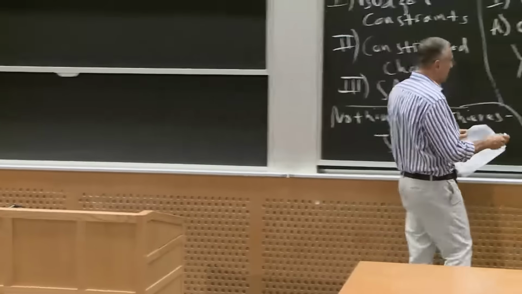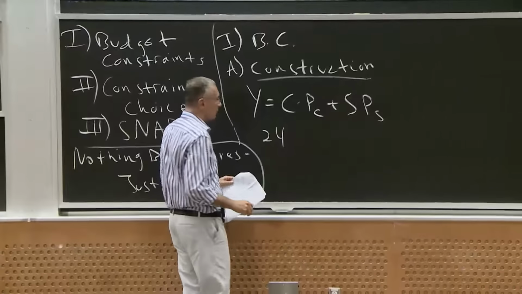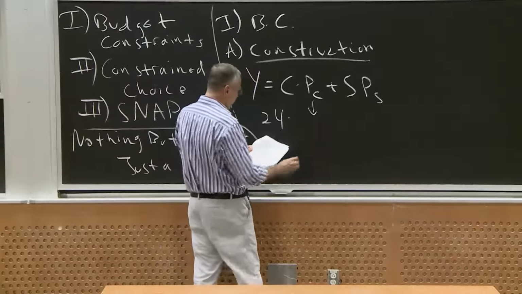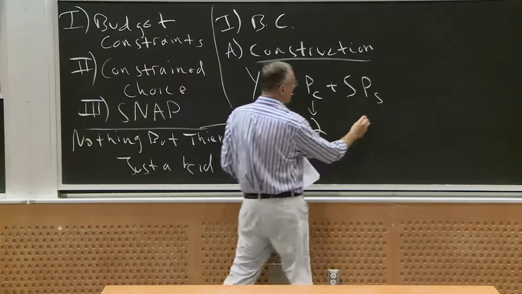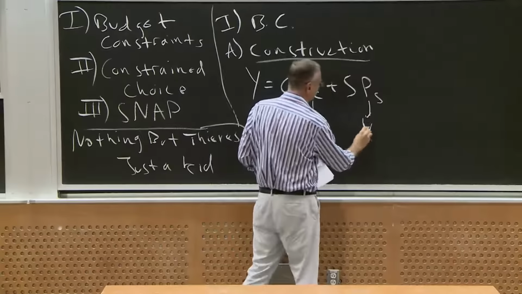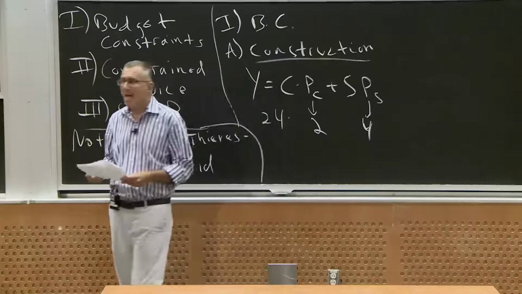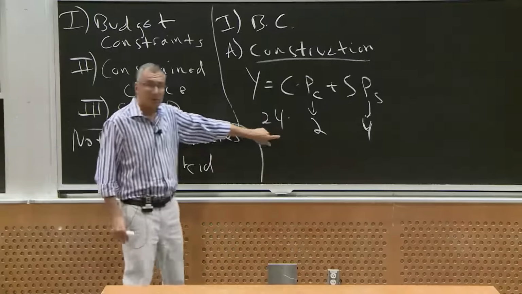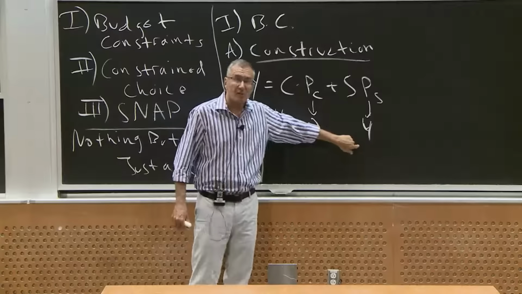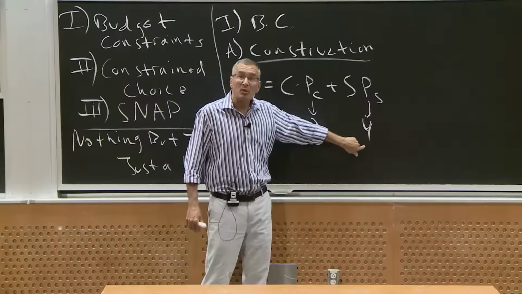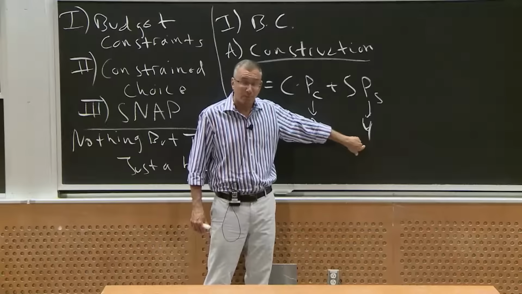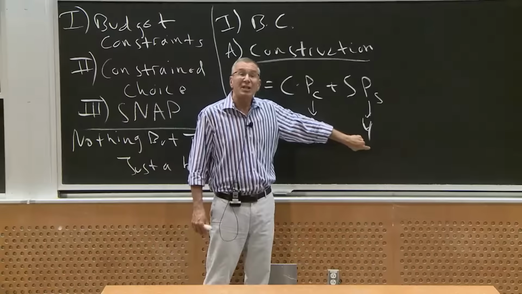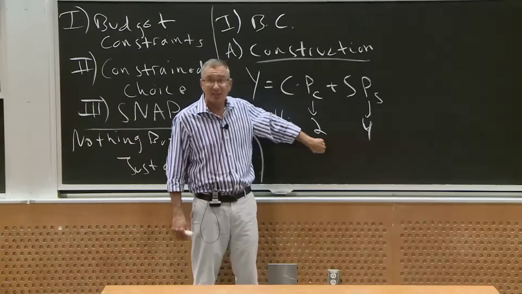Imagine that your income is $24, that the price of cookies is $2, and the price of a slice of pizza is $4. Imagine those are the parameters you were given. Now, you might ask, where does your income come from? Where does the price of cookies come from? Where does the price of slices come from? These two things, we will tell you where they come from when we get to producer theory. We'll talk about how firms set these prices. But in consumer theory, we're taking them as given.